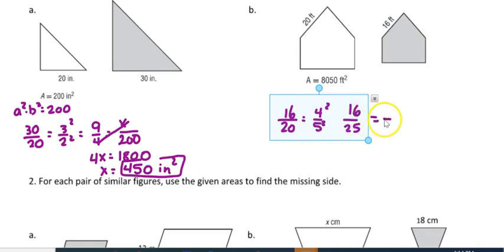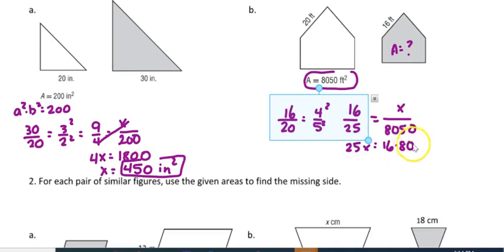And we know that the area of the unshaded one is 50. We're trying to find the area of this one. All right, cross multiplying, we get 25x, and we get x equals 32 feet squared.